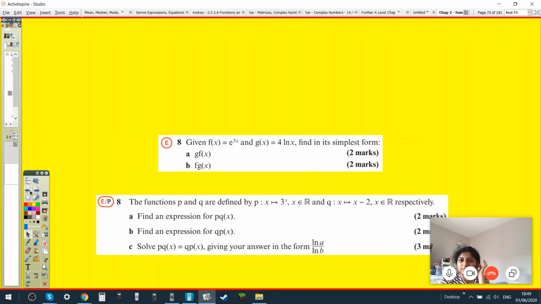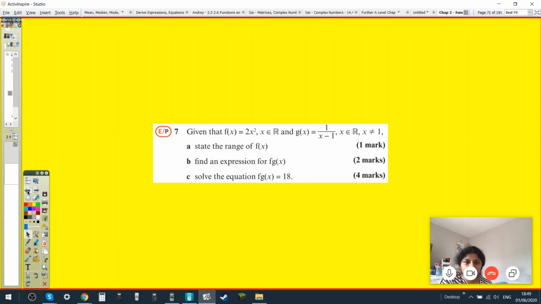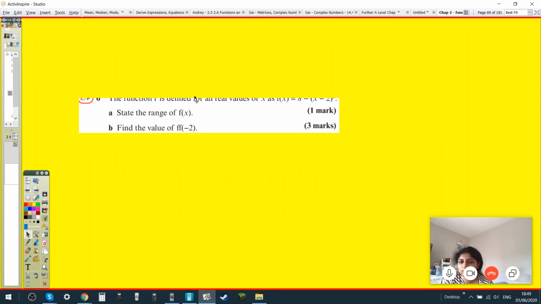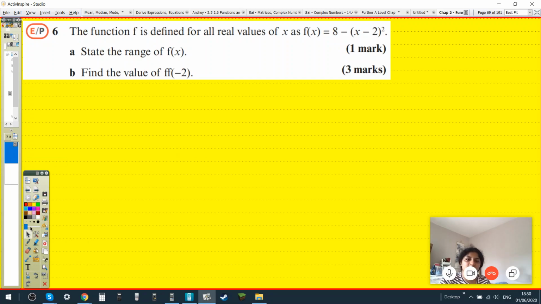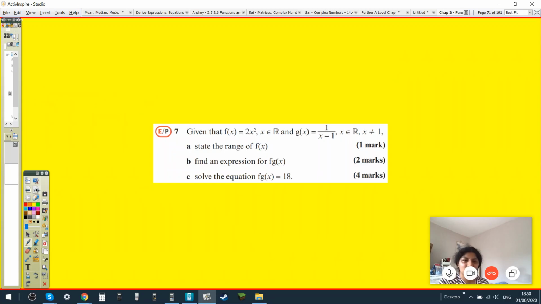Is there a way of figuring out the range without graphing it? Yep. Just find the minimum or the maximum. Yeah, and the graph is easier. That's too much effort for one. You could do f dash of x, and isn't that just differentiate? Yeah, so you just differentiate it. I get so confused between f dash and f minus 1, the inverse.